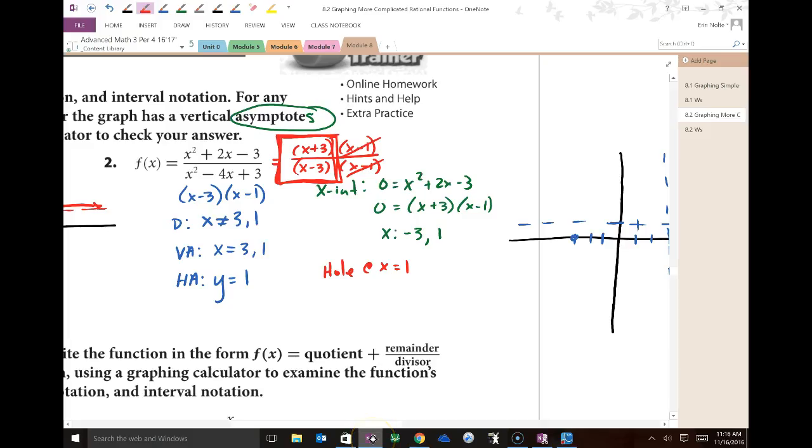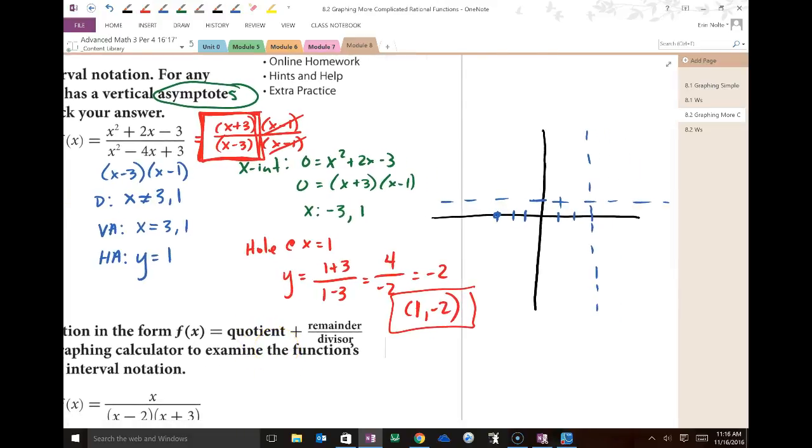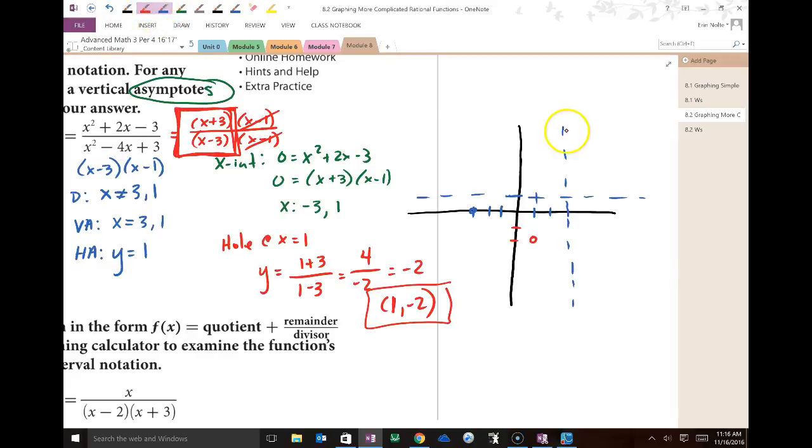Watch what I can do algebraically. Okay, so that means if I use the reduced function, I can find the y value of my hole. To graph this accurately on my graph, I would draw a hole at 1, negative 2, and now graph my function. Awesome. It's good stuff, right?